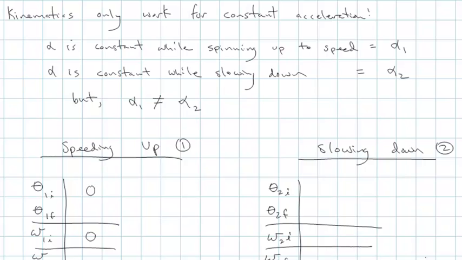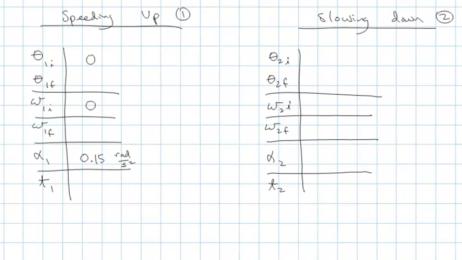So the problem with kinematics equations is that they're only good when the acceleration is constant. In this problem, during the first part, alpha is constant while the drum is speeding up. I'll call that alpha 1. In the second part of the problem, alpha is constant while the drum is slowing down. I'll call that alpha 2. The problem is that alpha 1 and alpha 2 are not the same. So in order to do this problem, we'll split it up into two problems. One is the time interval when the drum is speeding up.